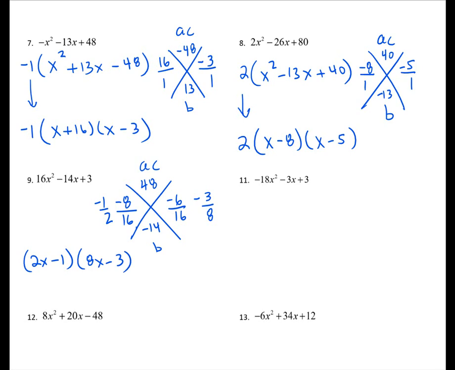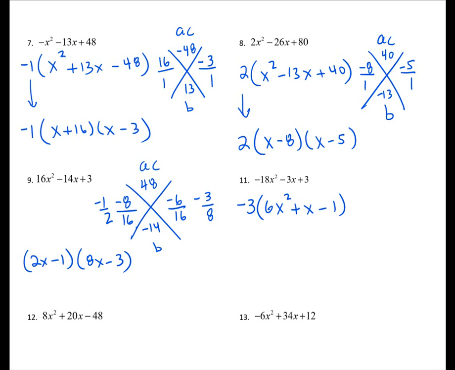Number 11 here. So I'm looking for a GCF, 18, 3, and 3. So it looks like I can divide all of them by 3. And then I also notice a is negative. So what I'm going to do is take out a negative 3 instead, because then that'll make my a positive. So I'll end up with 6x squared plus x minus 1. Okay, so be real careful about the signs. Make sure you change your signs when you take out a negative GCF.